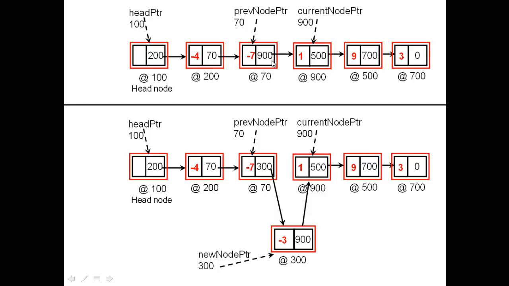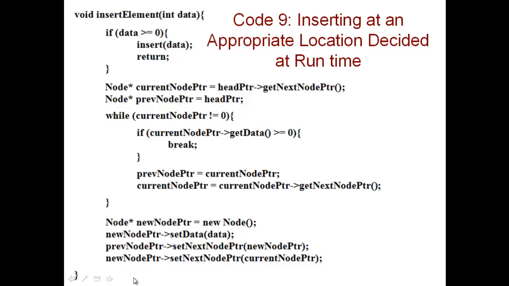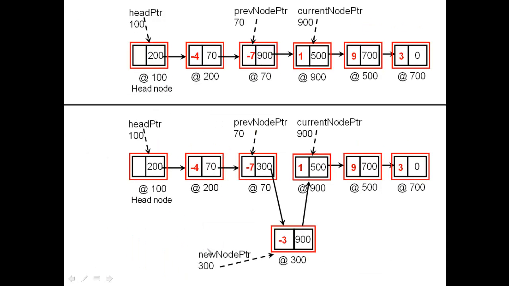because that's currently pointing to this first positive integer. So what we have to do is override this with the address of this new node. We can do that by setting previous node pointer arrow set next node pointer and writing the new node pointer. So the new node pointer stores the address of the new node, and the previous node's next node pointer address can be set to that 300. So instead of 900, the previous node now has 300. So you have established this link from the previous node to the new node.